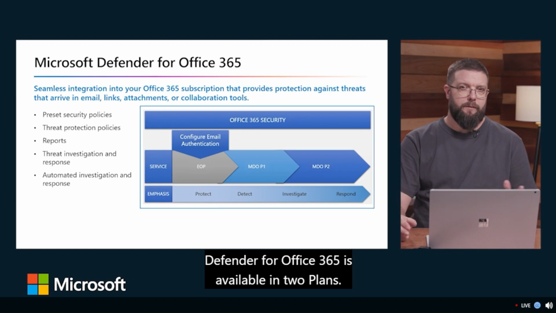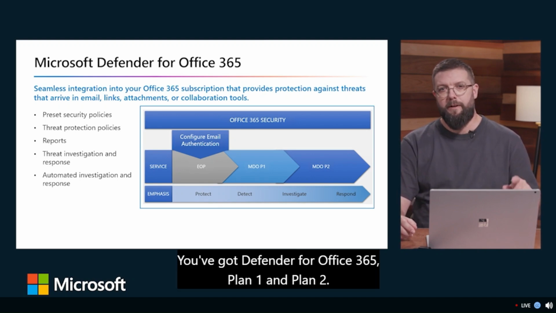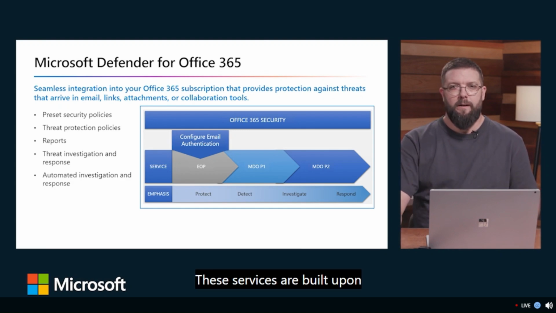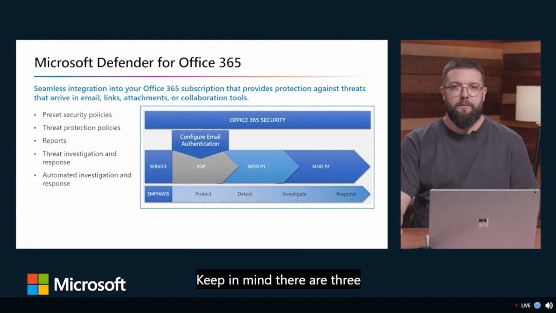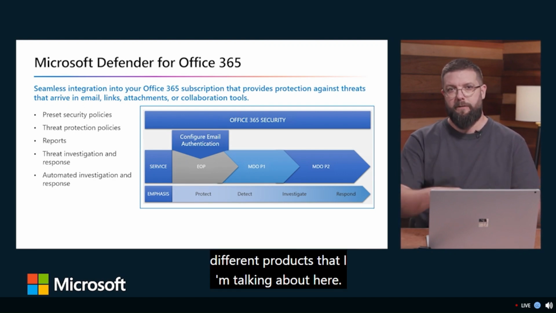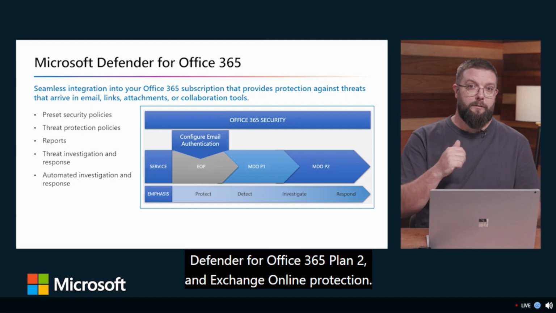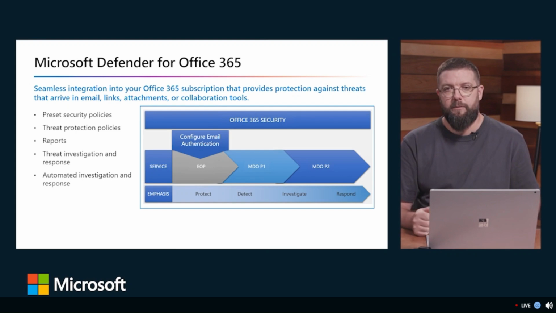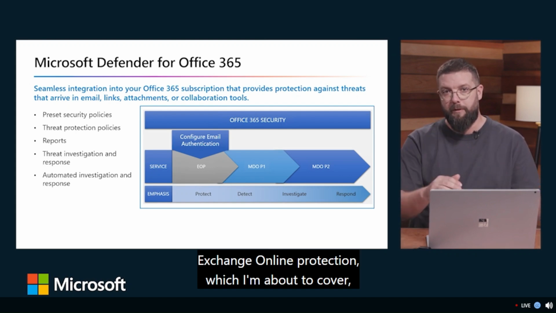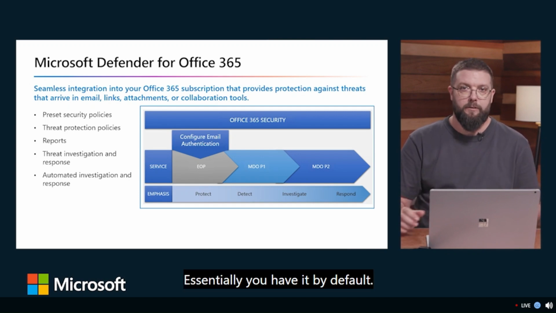So Defender for Office 365 is available in two plans. You've got Defender for Office 365 Plan 1 and Plan 2. These services are built upon the core protections offered by Exchange Online. So keep in mind there are three different products that I'm talking about here. I'm talking about Defender for Office 365 Plan 1, Defender for Office 365 Plan 2, and Exchange Online Protection. So Exchange Online Protection, which I'm about to cover, is included in any Exchange Online license, essentially. You have it by default.